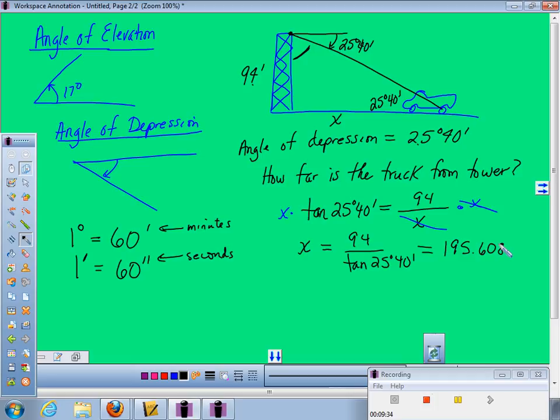In the real world, we have to worry about what to round off to, and this will use significant digits. So you have to go back to your original problem and look at the numbers they gave you and ask, how many significant digits did I have? 94 has how many significant digits? 2. It doesn't have any zeros, so they both count. That's 2. 25 degrees, 40 minutes has 1, 2, 3.